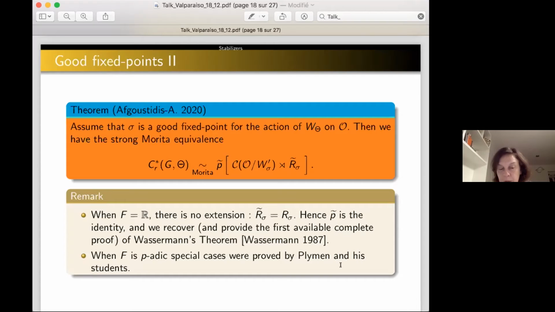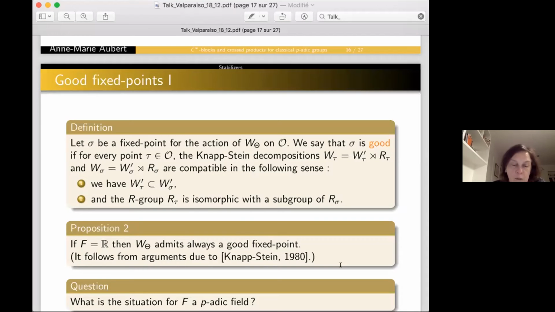And when F is a p-adic field, special cases were proved by Plymen many years ago, in the 1980s, with students of his. And the point is that the cases proved by Plymen are always cases in which we have the Knapp-Stein decomposition of W sigma as a semi-direct product of these two groups, and they managed to prove it in the case where one of the groups is equal to W sigma. So for instance, W prime sigma is equal to W sigma and then R sigma is just trivial, or the other extreme case, when the group W prime sigma is trivial and R sigma is all the group W sigma.